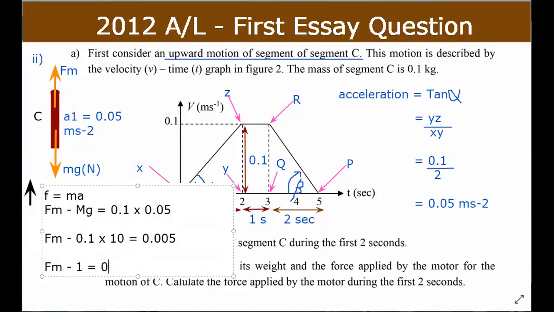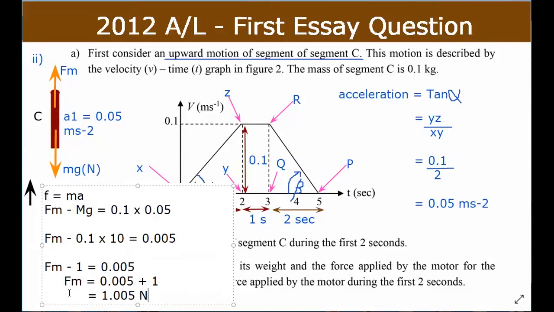Equals 0.005. Just take 1 to the other side, then you can make Fm the subject. So Fm equals 0.005 minus 1 comes to this side as plus 1. Am I right there? Minus 1 comes to the other side as plus 1. So finally, you will get the answer as 1.005, unit is Newton. So this is the force given by the motor.